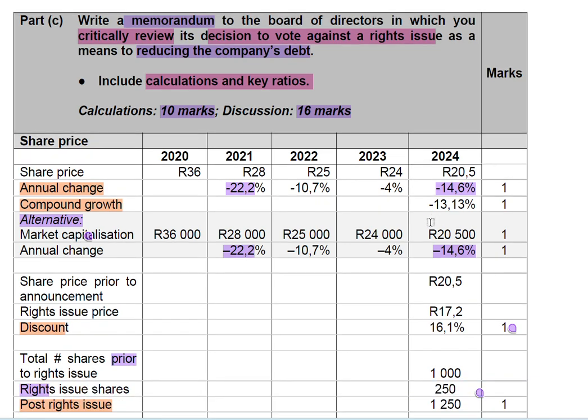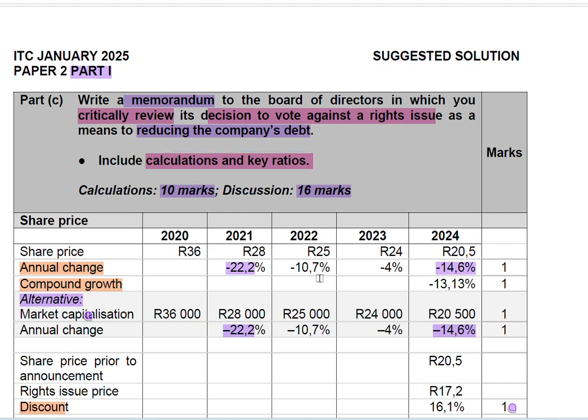So now let us see what we have here. We're going to start with calculations and ratios. Once we've calculated the two, it will be easy for us to do the critical review. Why am I saying that? It's because when we're doing our calculations and key ratios, we will say, what if we went ahead with the rights issue and what if we didn't go ahead with the rights issue?